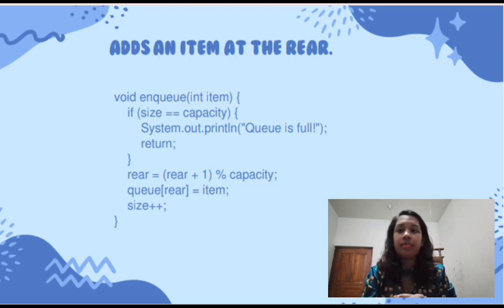And in this code snippet, you can see this final line, and it helps to increase the size, which means size plus plus. Also, there's this line queue[rear] equals item. This helps to store the new item in the queue.